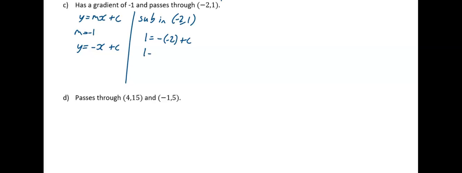So that's what you have. So 1 is equal to minus of minus 2, which is just plus 2, plus c. And 1 minus 2 is equal to c, which means your c is equal to minus 1. So your last line, rewrite your equation. It's y is equal to minus x minus 1. That's all we're looking for.